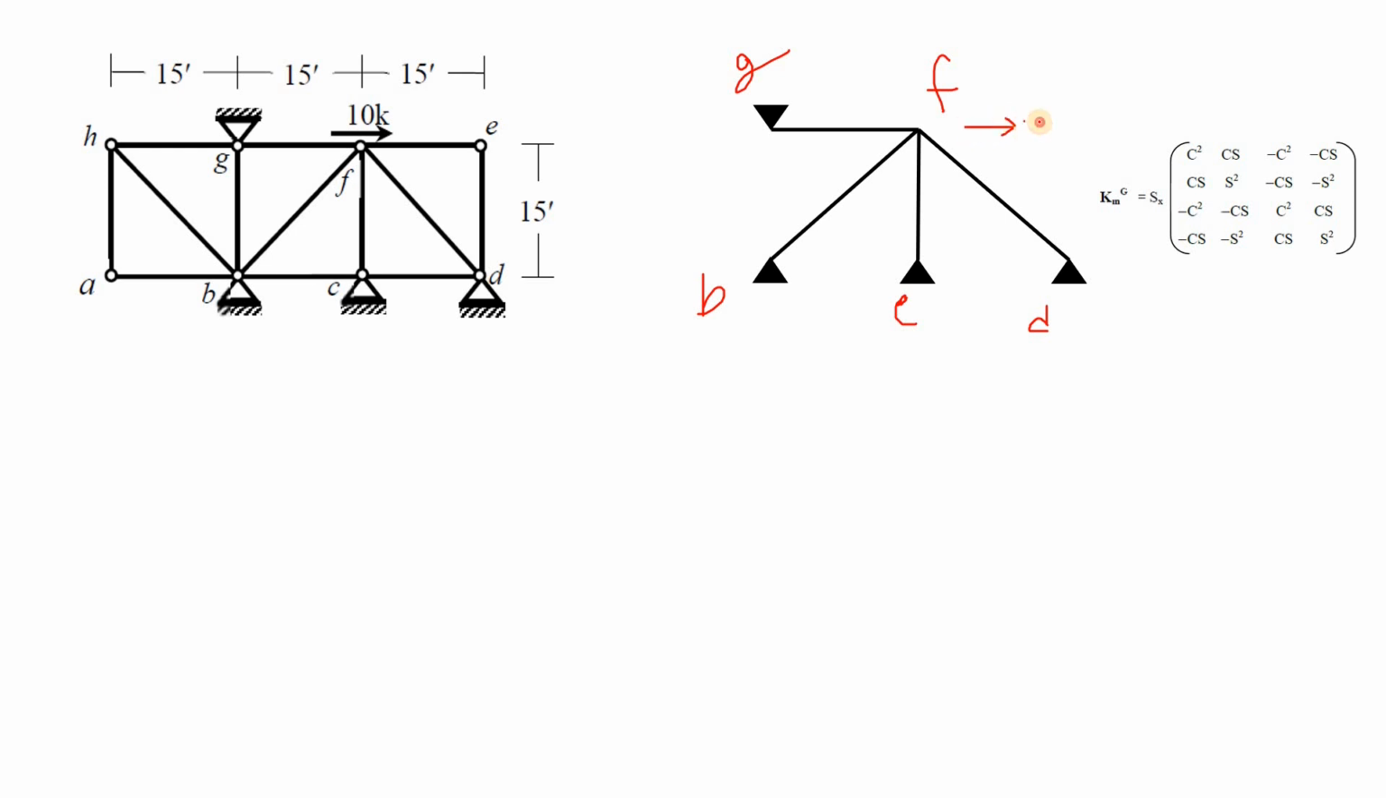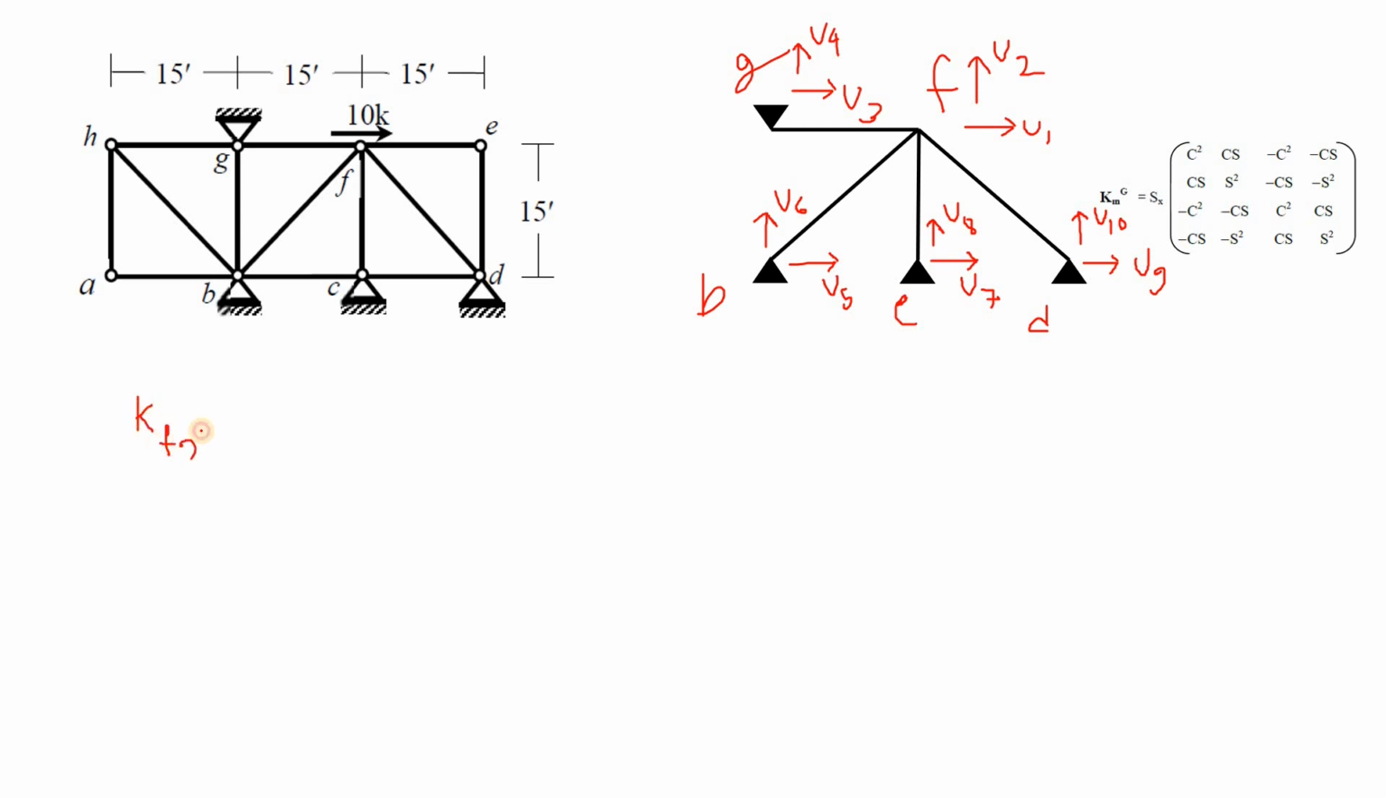Let's say at F, we have U1 and U2. Okay, and then at G, we have U3, U4, then we have U5, and we have U6, then we have U7, and we have U8, we have U9, and we have U10.